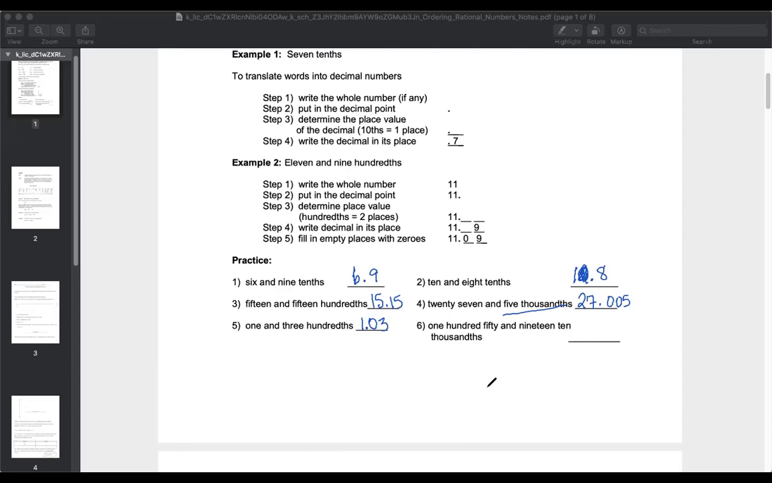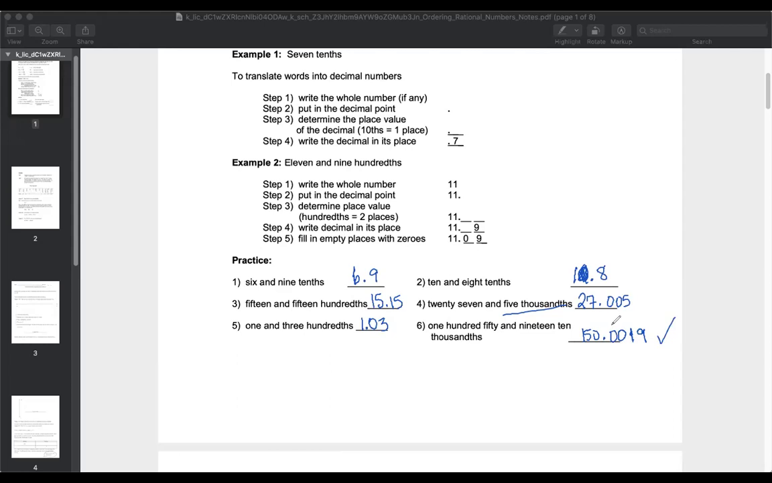All right, and then the last one, 150 and 19/10,000ths. 150 point 0, 0, 1, 9. Is that right? Yes, that's perfect. That's fine.